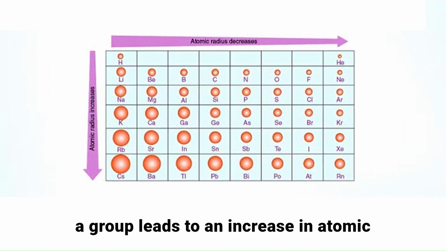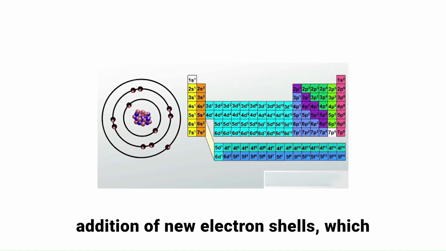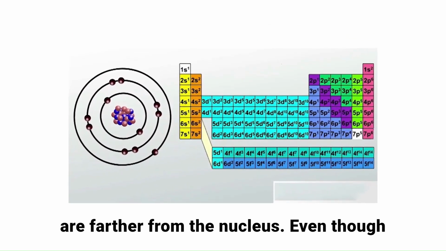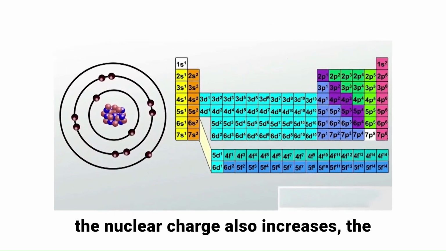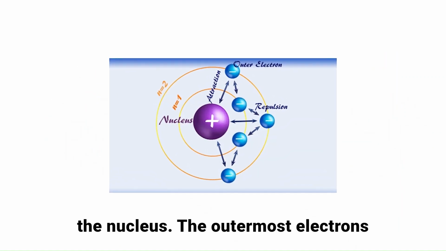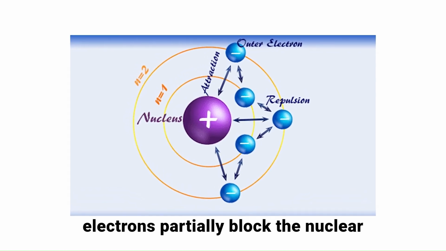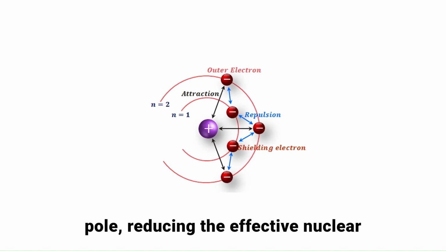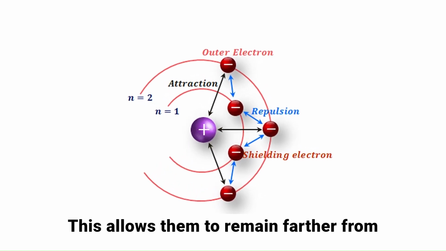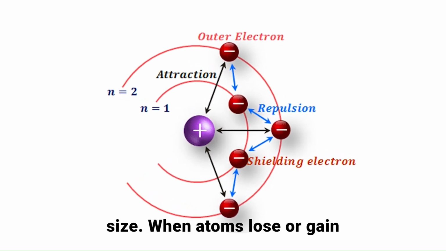However, moving down a group leads to an increase in atomic radius. This trend occurs due to the addition of new electron shells, which are farther from the nucleus. Even though the nuclear charge also increases, the effect of additional energy levels outweighs the increased attraction from the nucleus. The outermost electrons experience shielding, where the inner electrons partially block the nuclear pull, reducing the effective nuclear charge felt by the valence electrons. This allows them to remain farther from the nucleus, resulting in a larger atomic size.